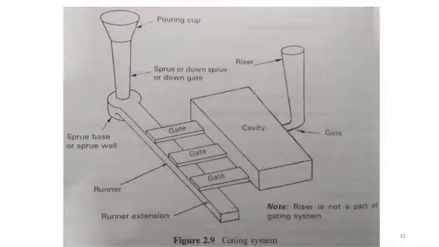You can see under the figure the same: the sprue basin or sprue cup, with the vertical height called the sprue. This is a runner, this is a gate or in-gate, and the metal enters the cavity and riser. This is the concept of the gating system.